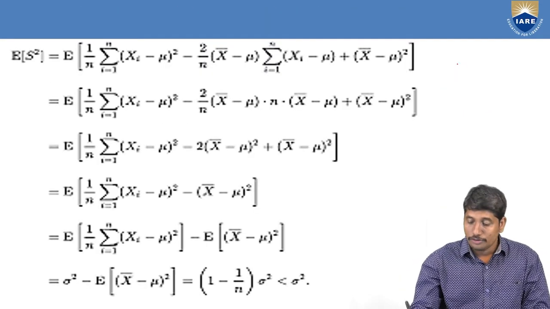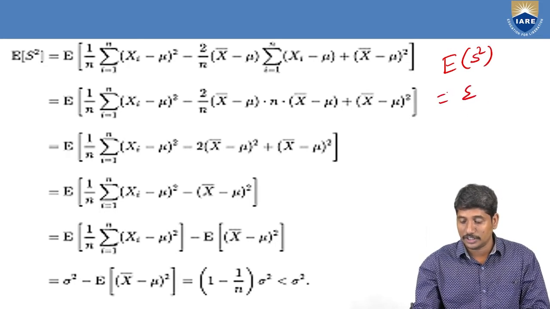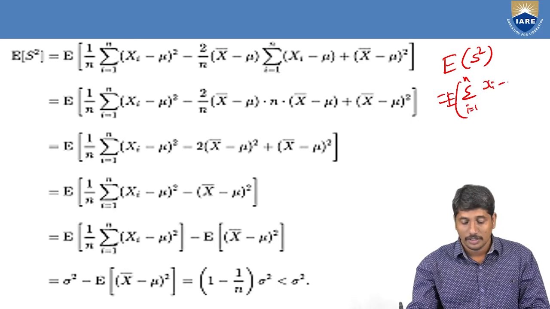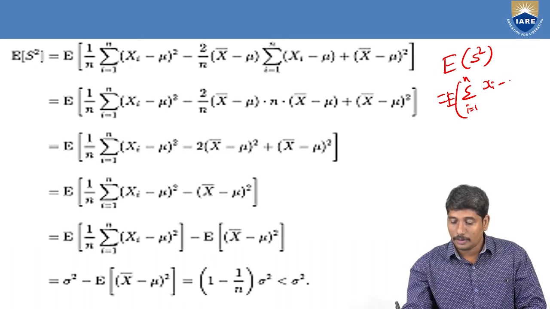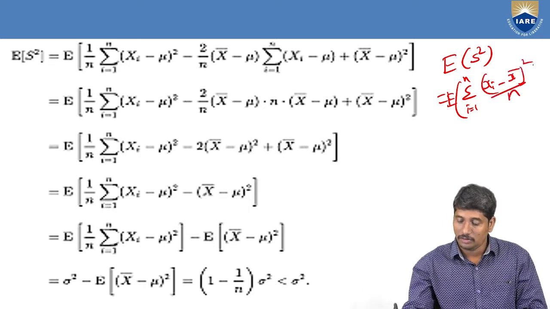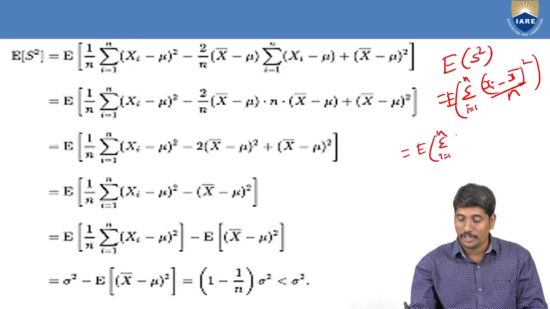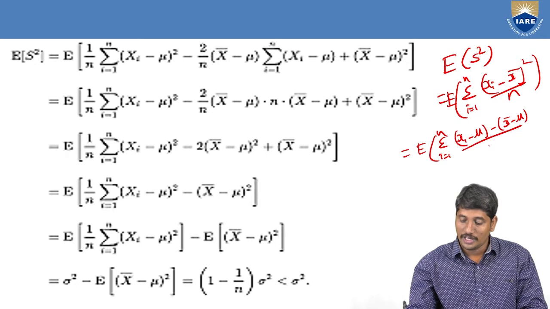Now the expectation of s square is equal to the expectation of the summation, i equal to 1 to n, of (xi minus x bar) whole square by n, and this is written as the expectation of the summation, i equal to 1 to n, of ((xi minus mu) minus (x bar minus mu)) whole square by n.